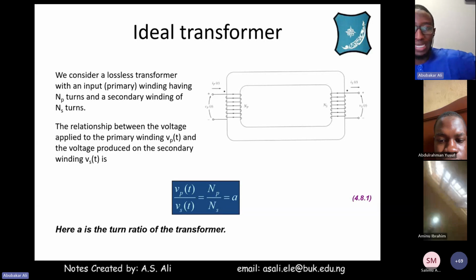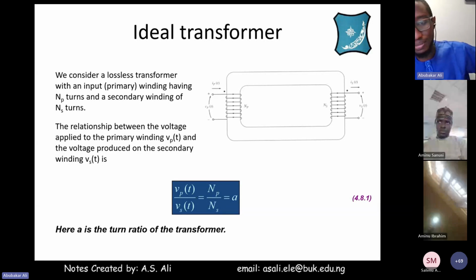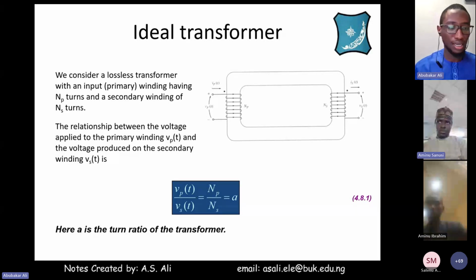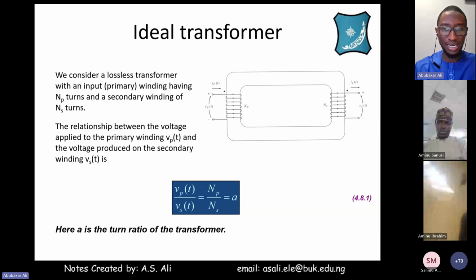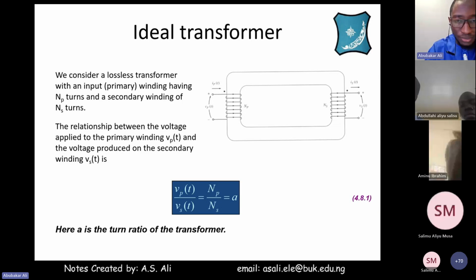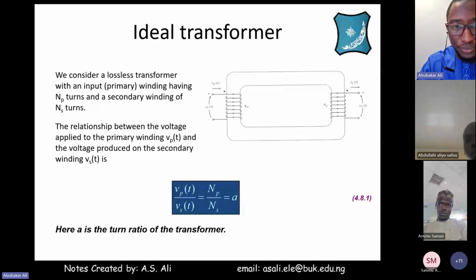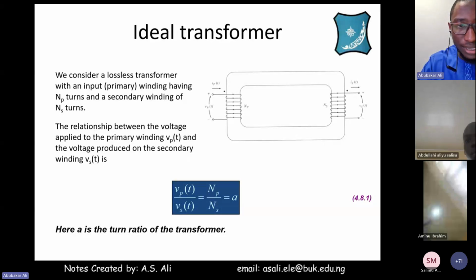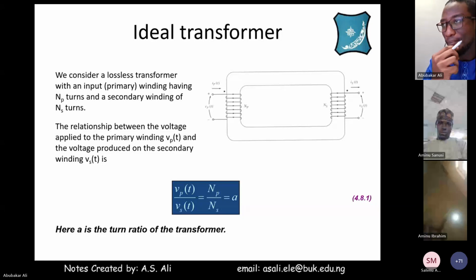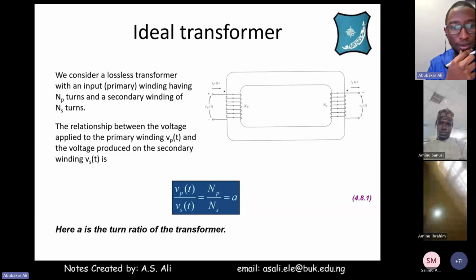So an ideal transformer is like a perfect transformer that has no issues. It has no losses. That's what we mean by ideal. But it doesn't exist in real life. It just helps us to do some analysis to make life easy and get an understanding of the working principle of a transformer. Is that clear? Yes, sir, I understand. Okay, good.